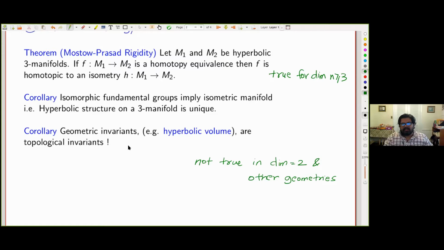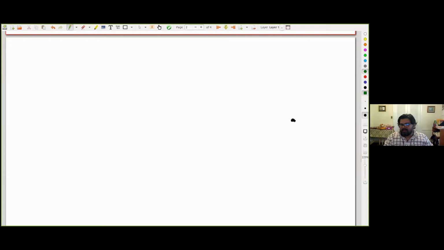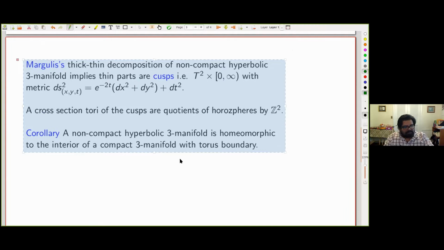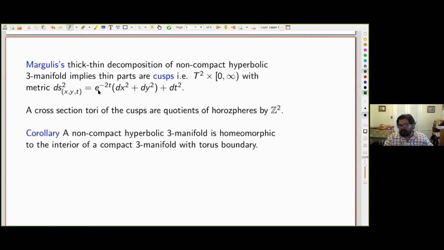The second thing, which tells us a little about the structure of hyperbolic three-manifolds, is what is called the Margulis thick and thin decomposition. The thin parts are basically cusps, and they look like a torus cross zero to infinity, with a metric on it. As you keep going towards infinity, these tori become smaller and smaller at an exponential rate. And what are these tori? They are quotients of horospheres by a group of translations. So a cusp will look something like this.